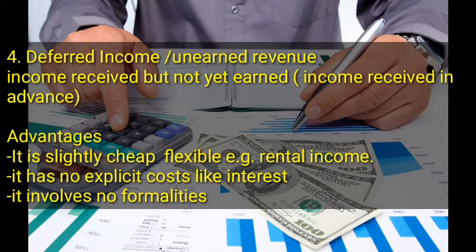Then we also have deferred income or unearned revenue. This refers to the income received but not yet earned, which is the same as income received in advance. It's also a short-term source of financing. Advantages: it's slightly cheap and flexible, e.g. rental income. It has no explicit costs like interest, and it involves no formalities.